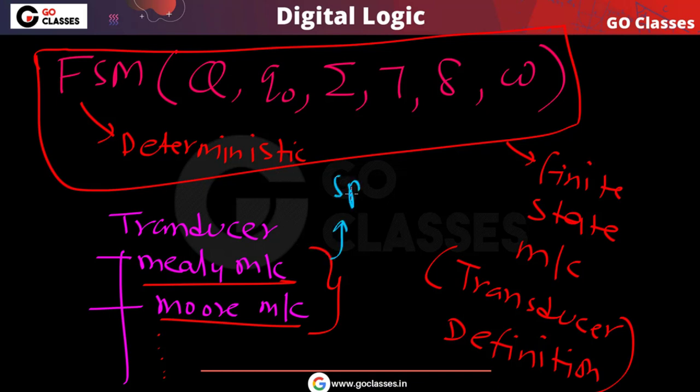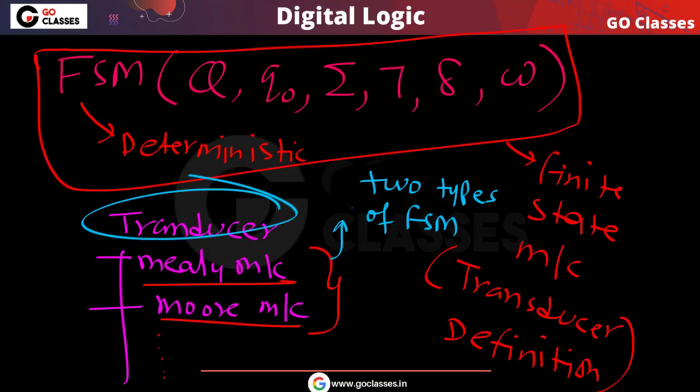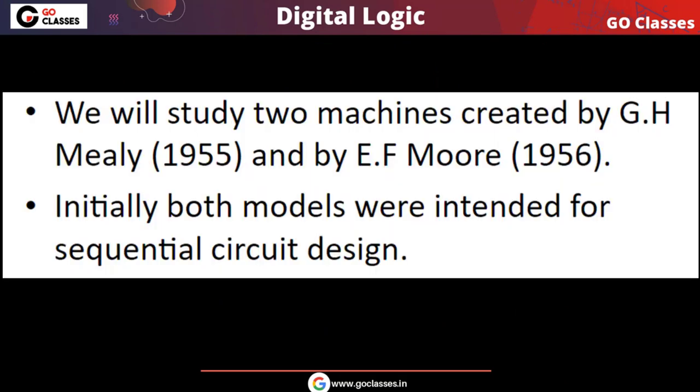These are special types of finite state machines. These are basically two types of finite state machines, or I can say these are two types of transducer. Now let's focus on this. So we will study Mealy machine and Moore machine. These two machines we have to study.